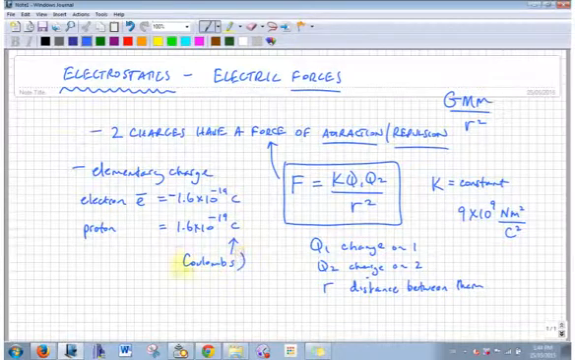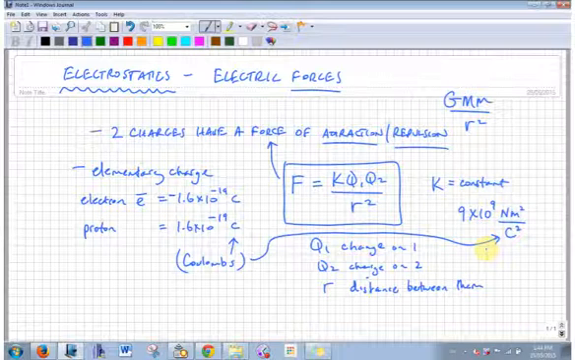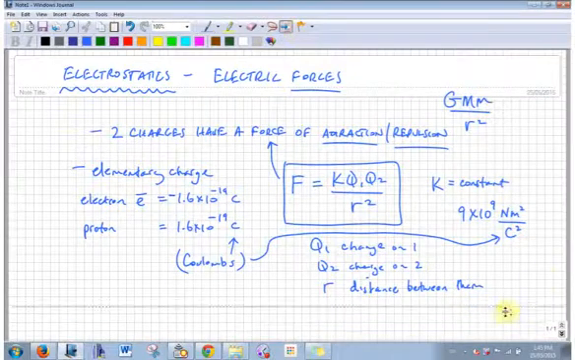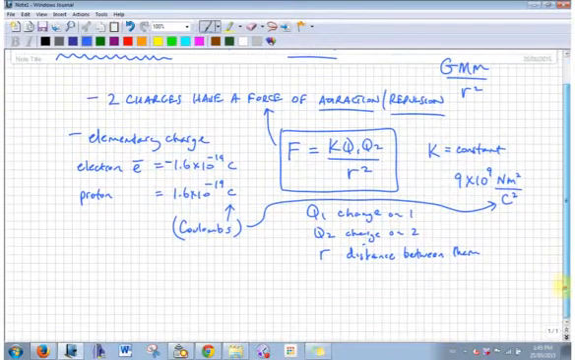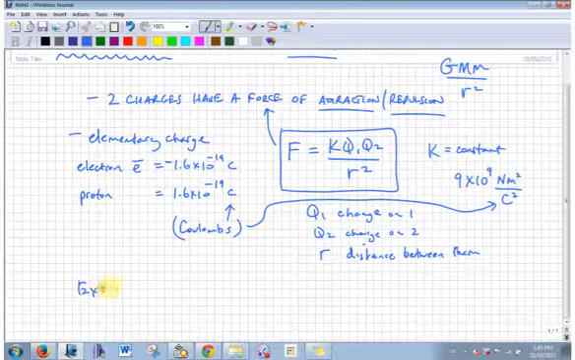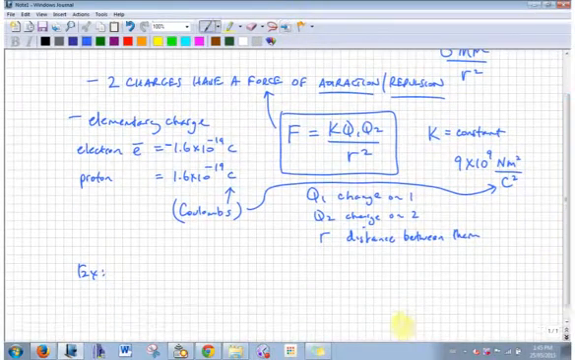So C is coulombs. And that's our unit for charge. Just like meters is a unit for distance, right? Seconds is a unit for time. C, coulombs, is a unit for charge. The example. So you've kind of done this formula before, just not with this type of stuff.